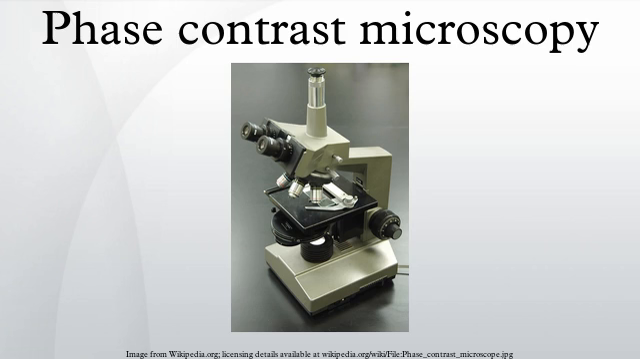Phase contrast microscopy is an optical microscopy technique that converts phase shifts in light passing through a transparent specimen to brightness changes in the image. Phase shifts themselves are invisible, but become visible when shown as brightness variations.